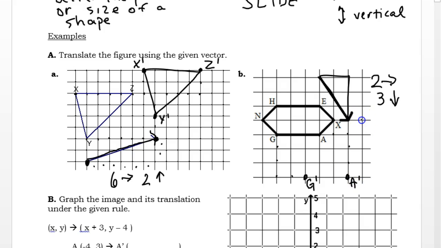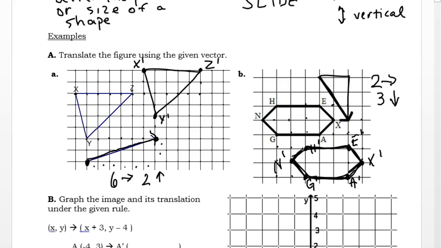From X, 2 units over, 3 units down, there's my new X. Letter E, 2 units over, 3 units down, and there's my new E. And we just keep going all the way around the shape, and then we'll end up with a translated image. So we can connect all 6 of these points. And there is my translation, again using a vector.